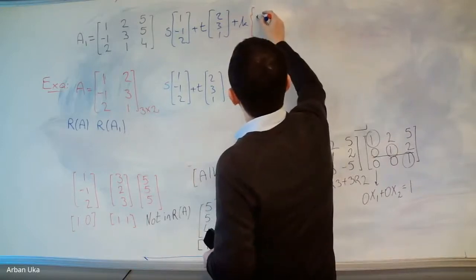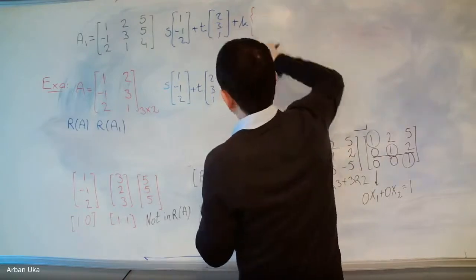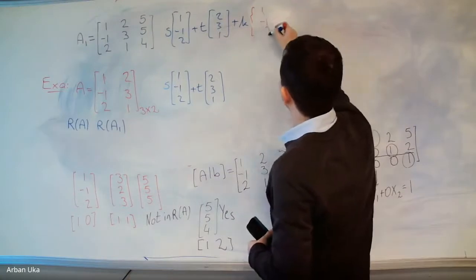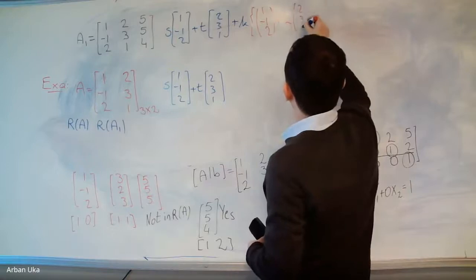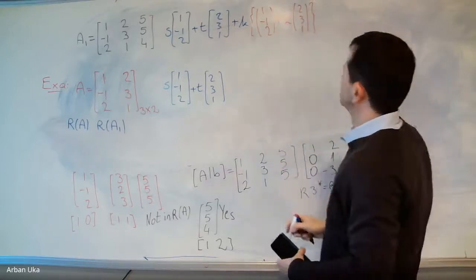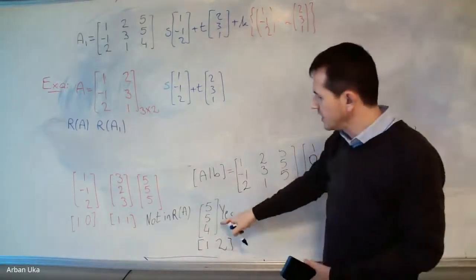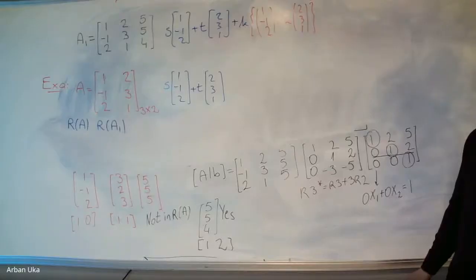What was it? It was 5, 5, 4. What was it? I think we wrote it here. It was 1, 2. This is equal to 1 times 1, minus 1, 2, plus 2 times 2, 3, 1. Okay? Would you agree with this? 5, 5, 4 was in the range of A already, which means that it can be written as a linear combination. They both represent planes. Say it again? They both represent planes? Yes, they do, yes.